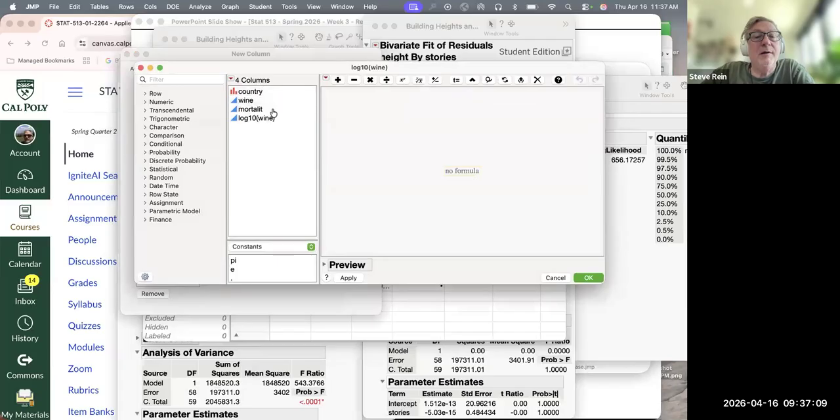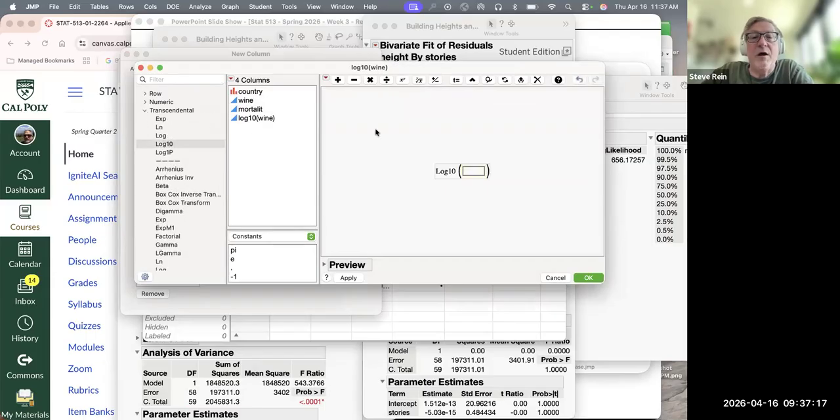What is the formula? Well, the log base 10 of wine consumption. Log base 10 is a transcendental function. Log base 10 of what?